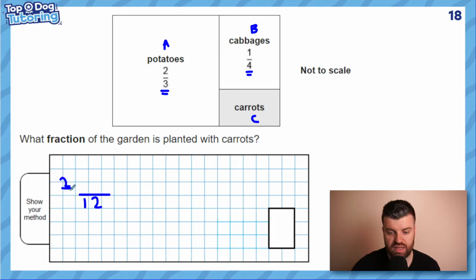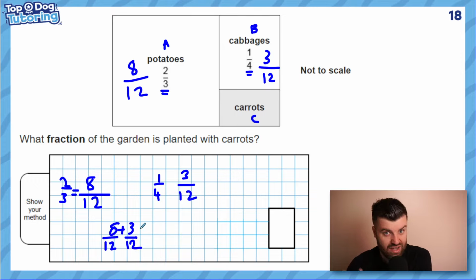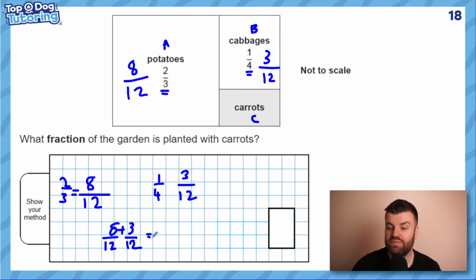So 2/3, let's change that to 12. So we do 3 times 4. Do the same to the top, we get 8/12. Super. 1/4, okay, again, now it's going to be 4 times 3 gets us to 12. Do the same to the top, we get 3/12. So I'm going to draw on this because guess what, guys? You're allowed to. Do it. It's useful. This is going to be 3/12. Cool. What's left over? Well, 8 plus 3. And again, show your working out, because if you write something wrong, or if you just simply put an 8 and it looks like a 0, or a 6 and it looks like a 0, you're going to get 0 marks.